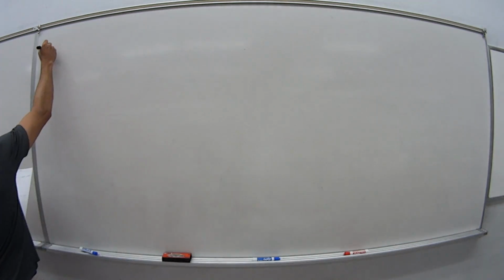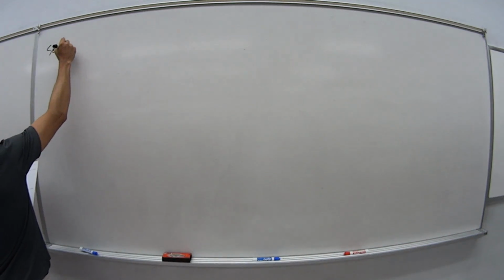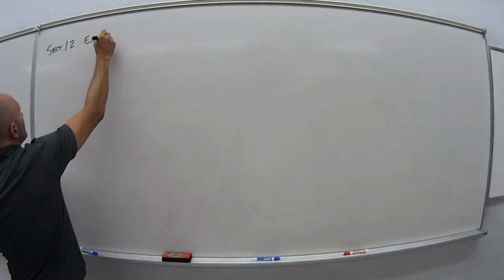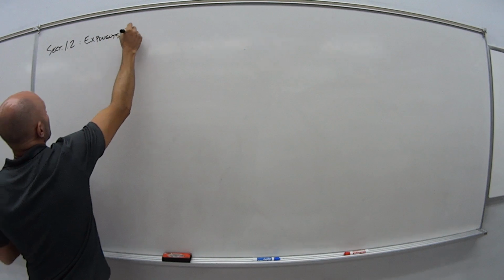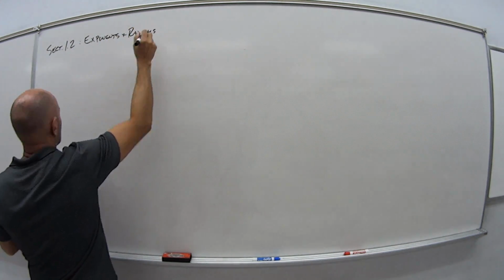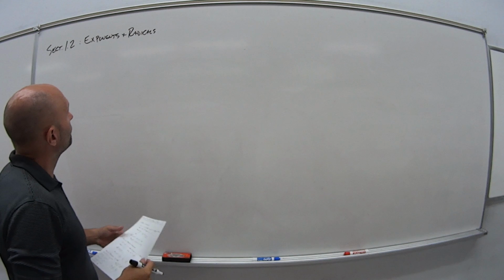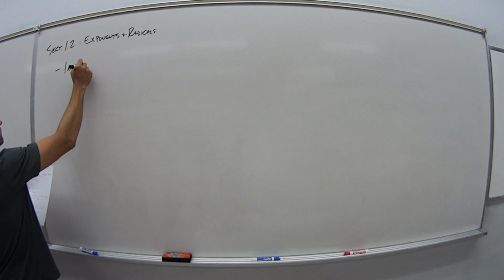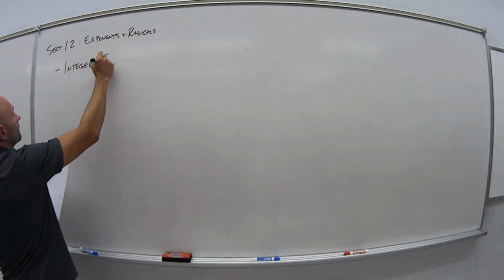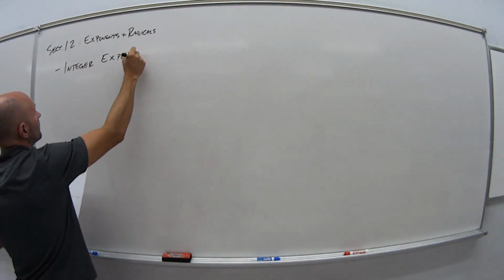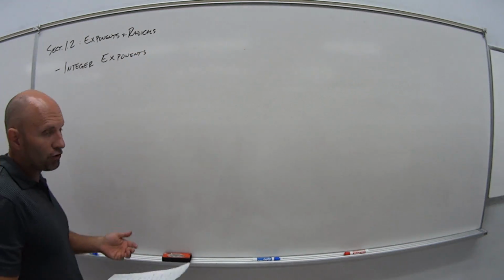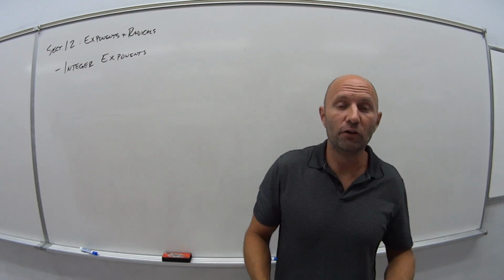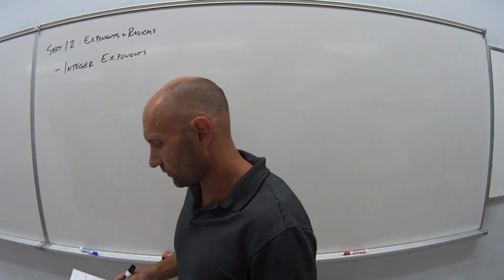In this section, we're going to be looking at exponents and radicals. So the first thing we're going to deal with here is integer exponents. You see integer, that means what? It's the counting numbers, it's 0, or it's all the negative numbers.